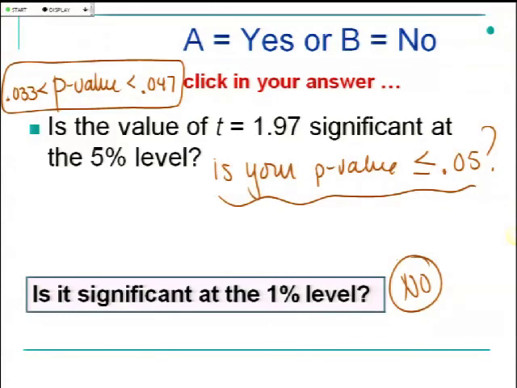Not at a 1%. So we're significant, but not highly significant. Our p-value is less than 0.05, but not less than 0.01. And we'd be able to write out a conclusion. All right, you get one more practice.